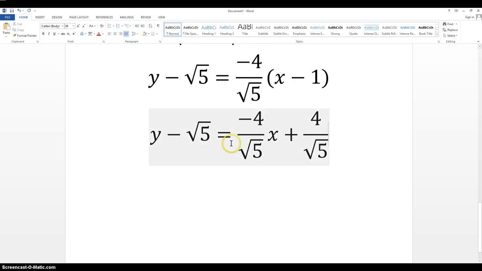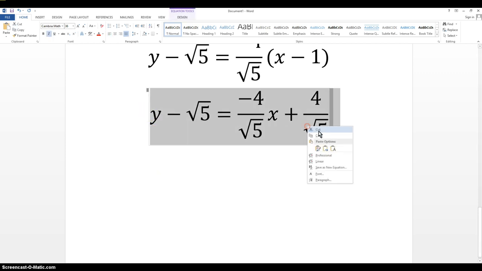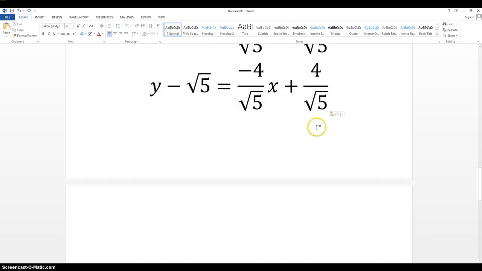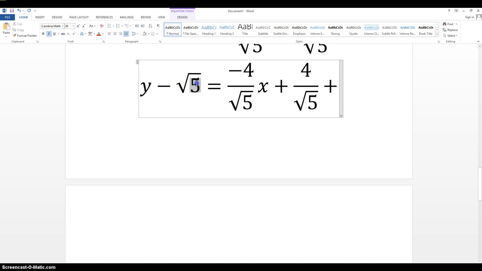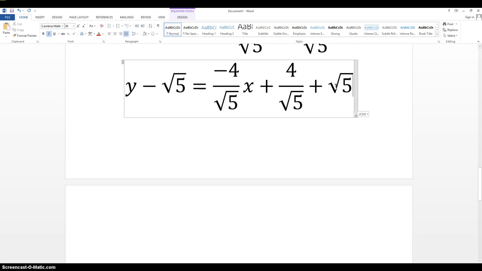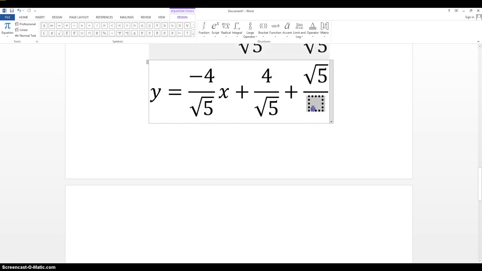Then my last step would be to basically move this square root of 5 to the other side. When I move that square root of 5 to the other side, then it becomes a positive. So let me go ahead and make that a positive. Delete this one because I've moved it. This can be expressed as square root of 5 over 1. I can continue to combine these two right here. They have a common denominator of square root of 5.